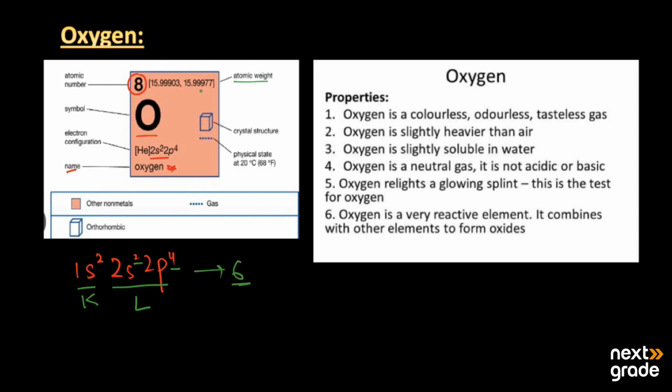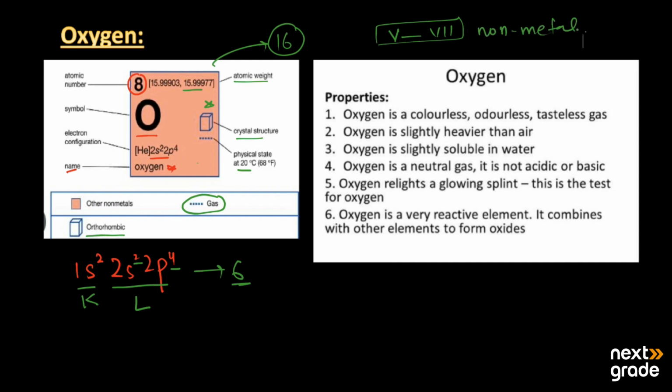Its atomic weight is almost 15.999, which is rounded off to 16 grams per mole. Its crystal structure is orthorhombic, and its physical state is gaseous at 20 degrees Celsius, and it is a non-metal. We have already learned that the group 4 to 7 elements are basically non-metals.